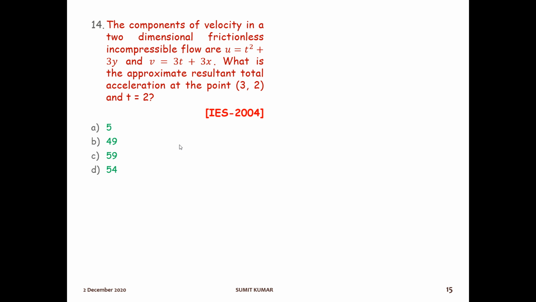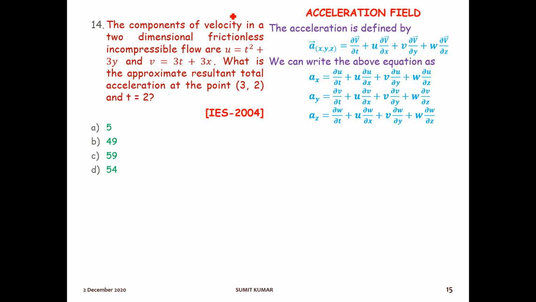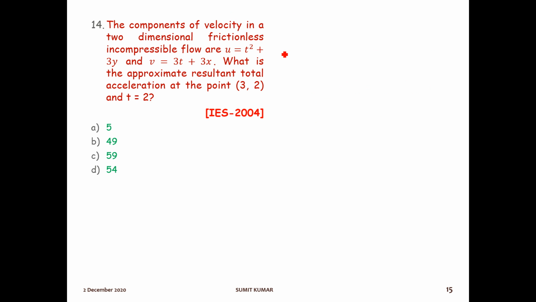Here just read the question. The components of velocity, u and v, are given. What is the approximate resultant total acceleration at the point 3, 2 and time t? So here we need to calculate the a_x and a_y, okay, and that final acceleration will be the resultant of a_x and a_y. So we know these equations, they are already known, okay. So just we will use this equation. So here a_x is what?